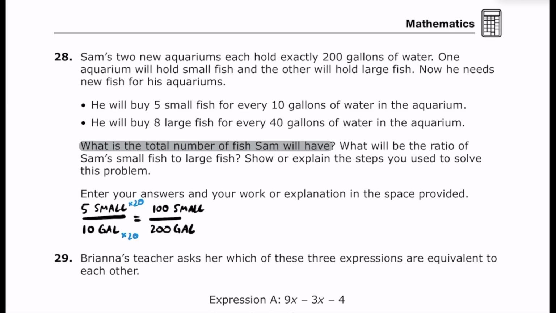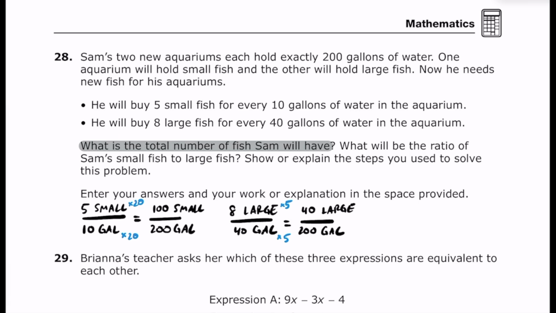If you go ahead and set up another rate or ratio here, we know that there are going to be 8 of these large fish, and that's going to be for every 40 gallons of water, right? So we know the tank for this one, they tell us, is also going to be 200 gallons. So I guess the question is how many times does 40 go into 200? And you can divide or figure out that's going to be 5 times more. So we're going to have 5 times more of these large fish. So that's going to be 40 of these large fish that are going to go inside this 200 gallon tank.